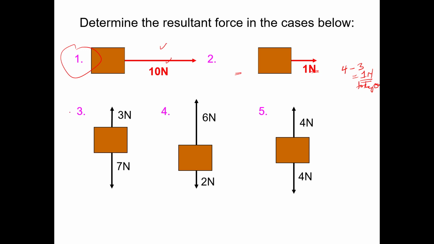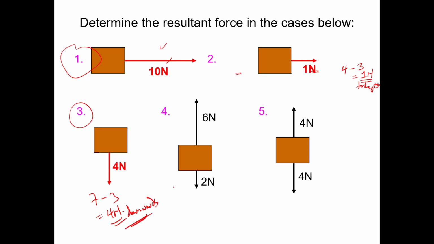Number 3, two forces pointing in opposite directions. 7 is stronger than the 3, so we simply get 7 minus 3, giving us 4 newtons, going downwards. That is great. And then number 4, forces are pointing in opposite directions. Still 6 is bigger than 2, so we subtract 2 from 6 and we get our answer as 4 newtons.